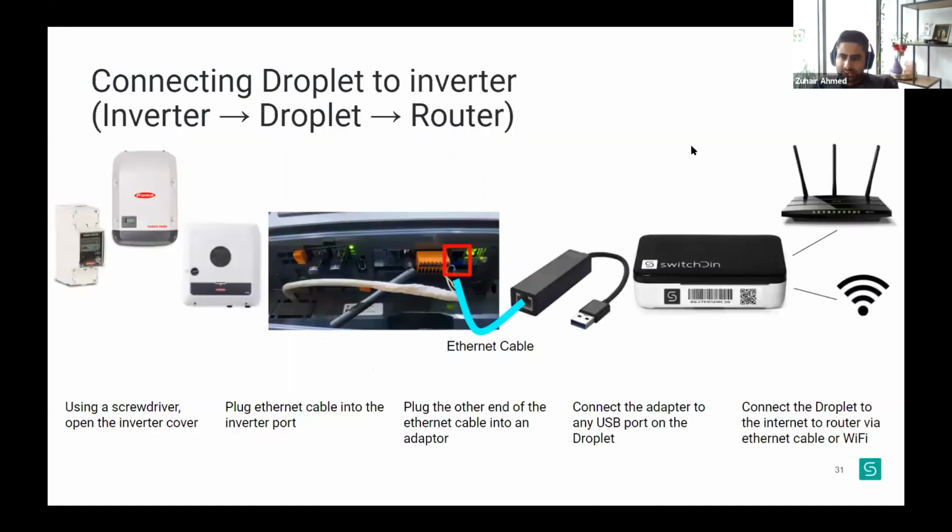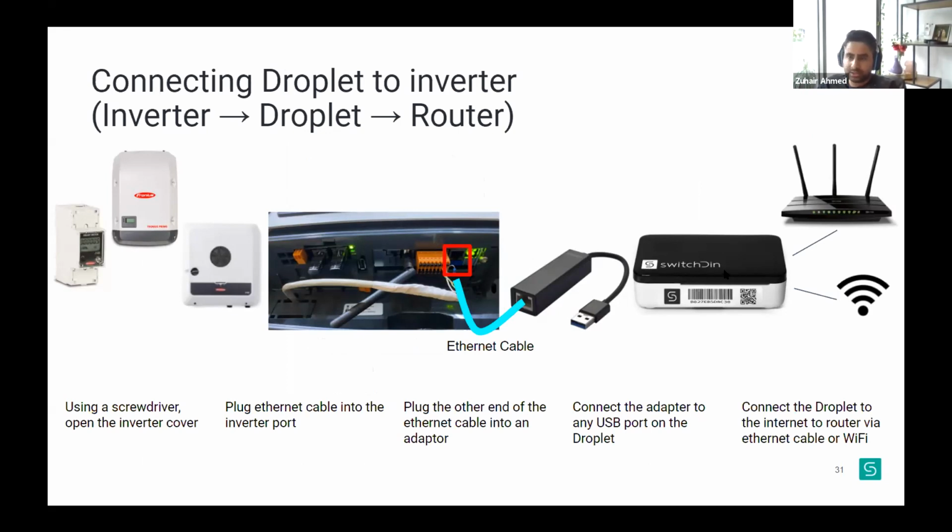All right. Once that's done, we need to make sure that the physical connections on site are all good. There are two options that we recommend. Option 1 is to have a wired connection between the Droplet and the inverter using an Ethernet to USB converter, which will go into one of the 4 USB ports on the Droplet.